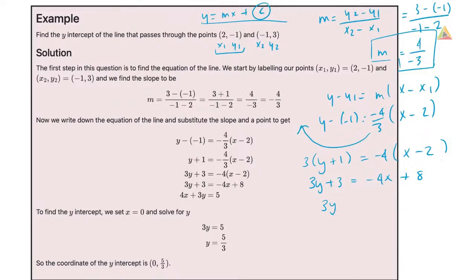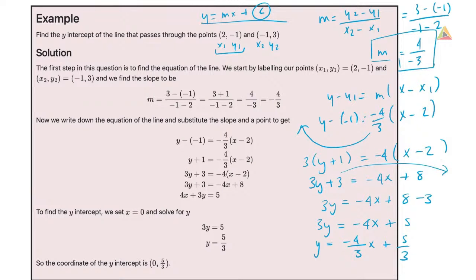So 3y is equal to minus 4x plus 8 minus 3, because we're bringing the 3 over. So 8 minus 3 is 5. Now we want to get rid of the 3. So y is equal to minus 4 over 3x plus 5 over 3.